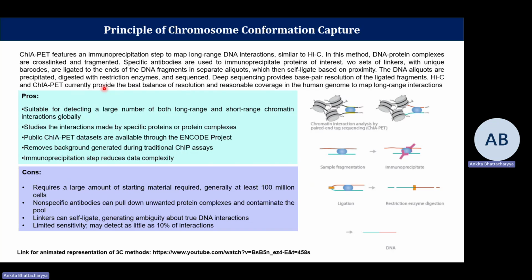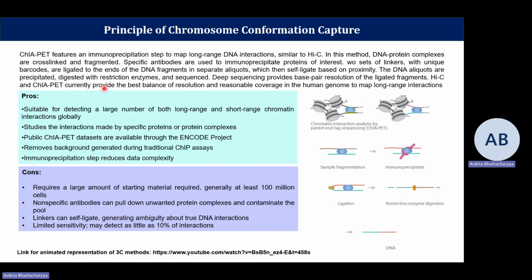In this method, the DNA-protein complexes are cross-linked and fragmented. Then specific antibodies are used to immunoprecipitate the proteins of interest. And two sets of linkers are utilized, which have unique barcodes. Again, we'll learn more about it in detail today, so I'm not going over it. I have much better schemas, which I'll use to explain it. They have unique barcodes and they're ligated to the ends of DNA fragments in separate aliquots. And then they're able to self-ligate based on how proximal they are.